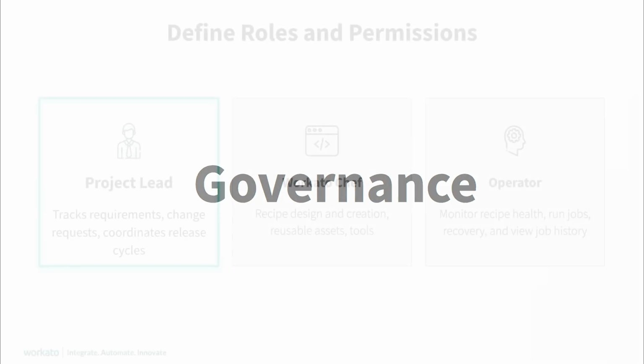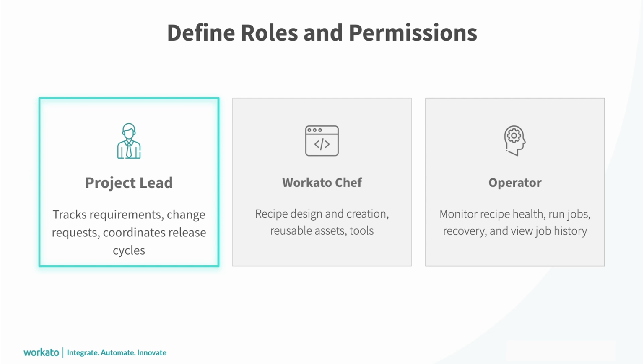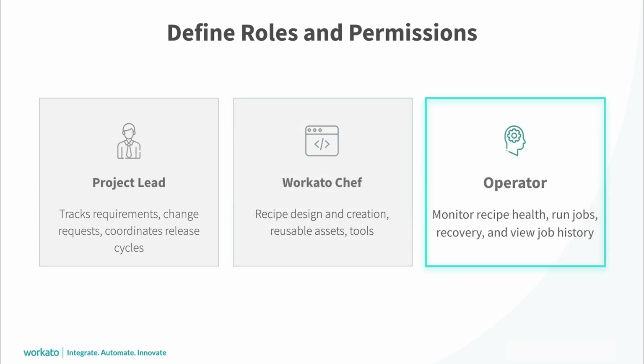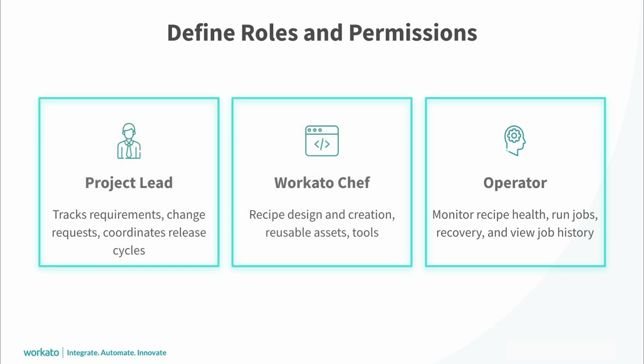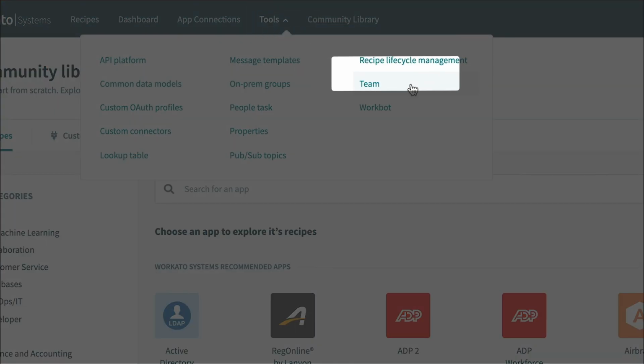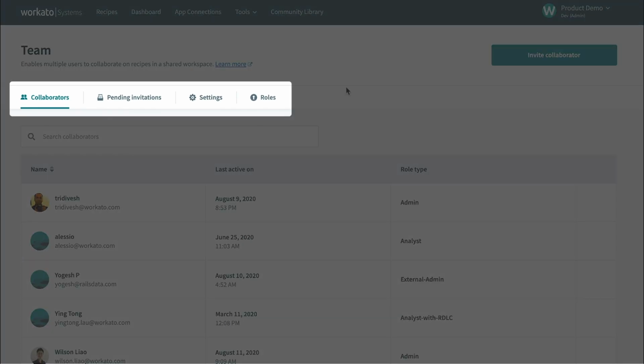We'll start with defining policies and permissions for a team member's role. For example, you can set up roles like the project lead, who coordinates the release cycles, a Workato chef, who's responsible for recipe design, creation, and building reusable assets, or the Workato operator for your production environment, with permissions to run jobs and view job history. Workato provides fine-grained permissions to set up role-based access controls for each environment. In your Workato workspace, you can go to Tools, then to Teams, to manage the collaborators and define access policies.